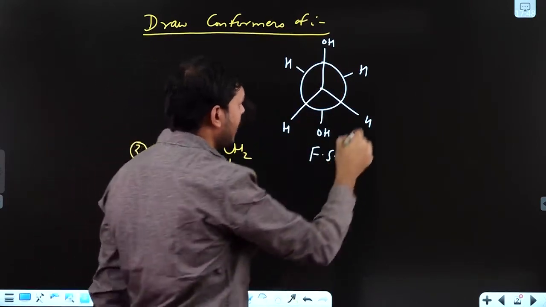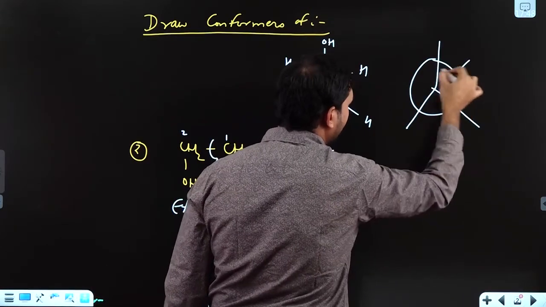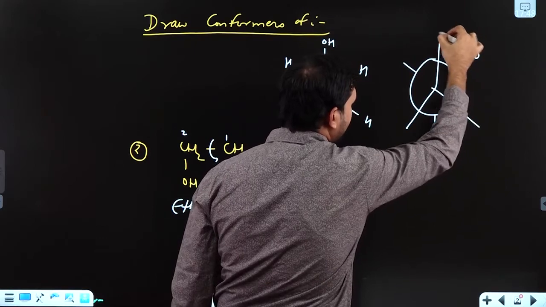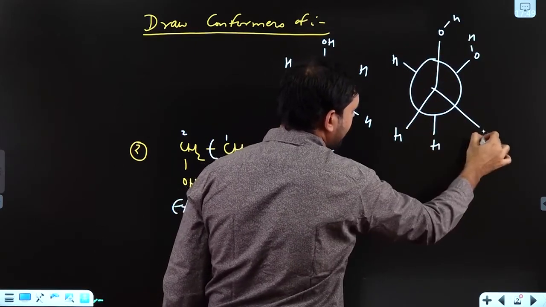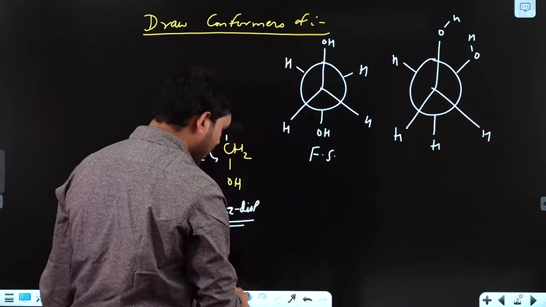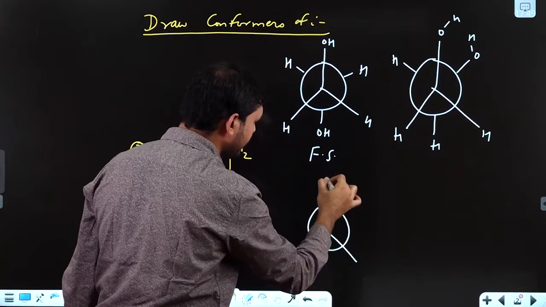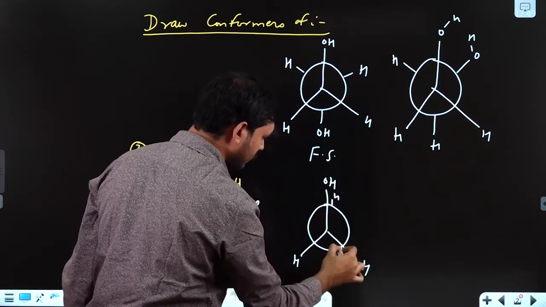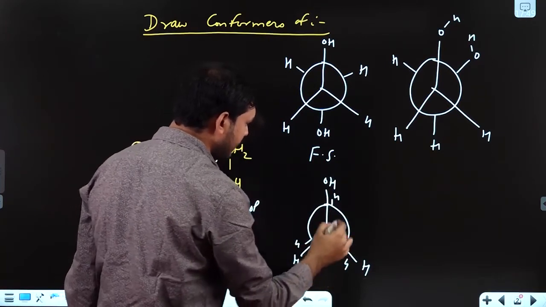Okay, now again, if I draw its partially staggered form, this OH will be here, H, H, H, H. Now if I have to draw the eclipsed form, this will be your eclipsed form.